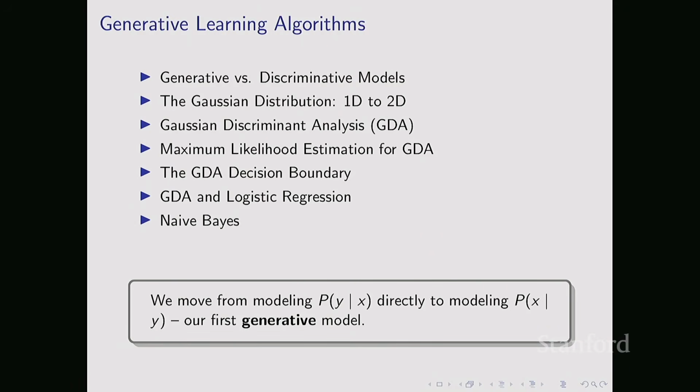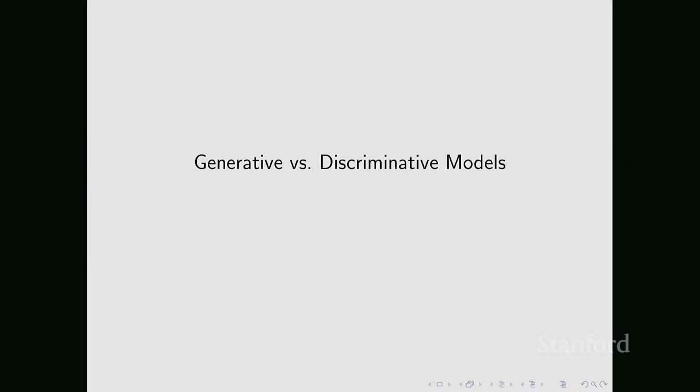Anyway, so we're going to move at a high level. So that's the overarching idea. We're going to move from modeling P of Y given X, that is, what is the probability of the label given the data point? That's what we've been doing discriminatively. To modeling in the other direction: what does the data distribution X look like given Y? Okay? And I'll make that concrete over this. All right. Awesome. This will be our first generative model. Okay.